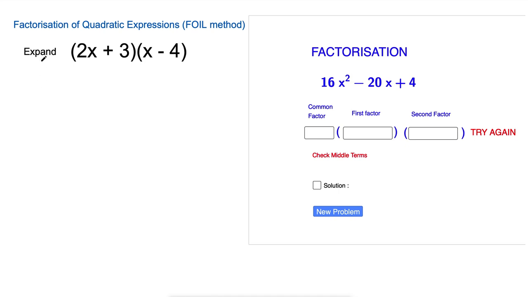Factorization of quadratic expressions using the FOIL method. We begin by looking at the expansion using the FOIL method. Suppose we want to expand (2x + 3)(x - 4). From the FOIL method, we know that we multiply the first term in each bracket, which is 2x times x, to give us 2x squared.